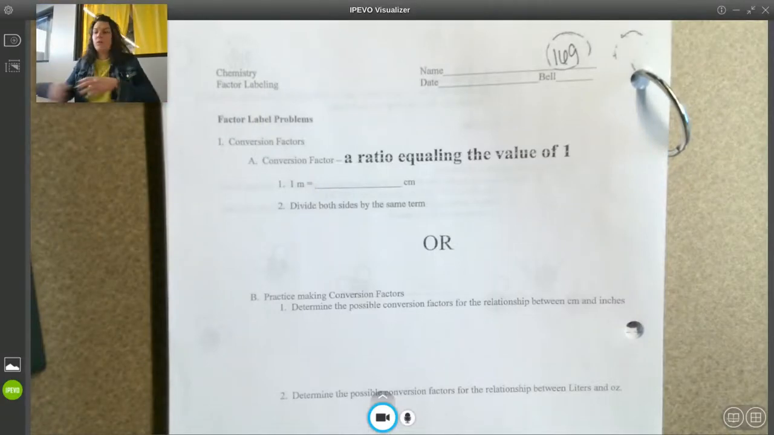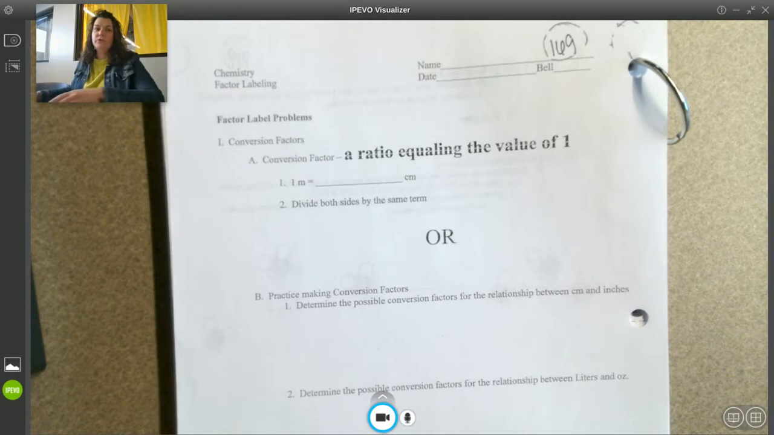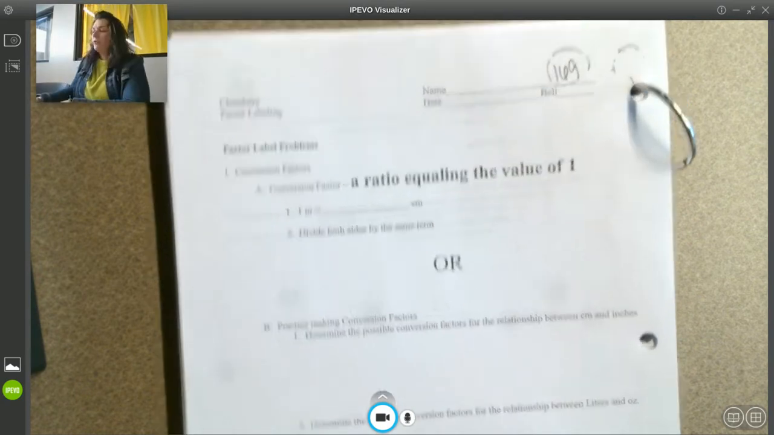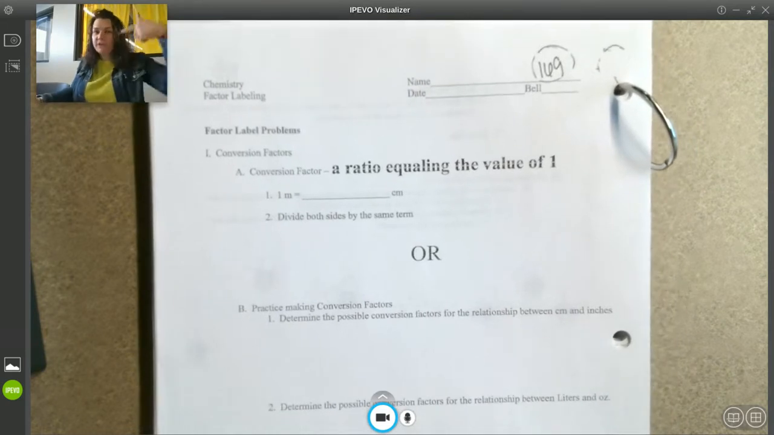So this video is going to be our intro to our new unit, which is the mole. Factor labeling is something that you have already learned. You learned it in Algebra 1, so your 8th grade year. So it's been a little while, so we're going to go over it to bring it to the forefront of our brain here.